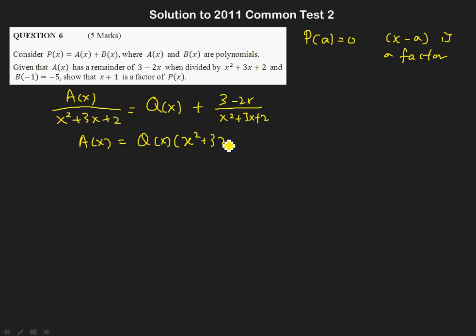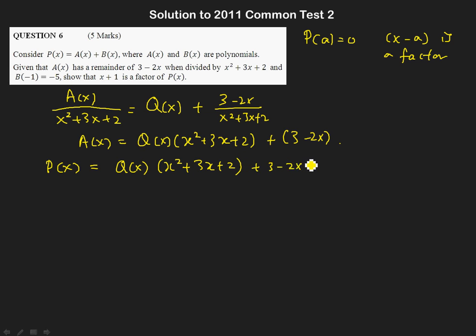Again, we do not know what Q(x) is. This doesn't really matter. And it is given to you what P(x) is. P(x) is A(x) plus B(x). And what is A(x)? A(x) is this one. This is A(x) and this is B(x).